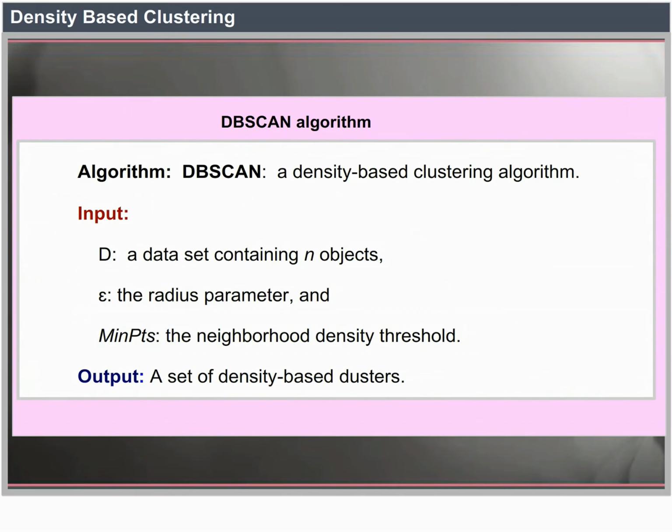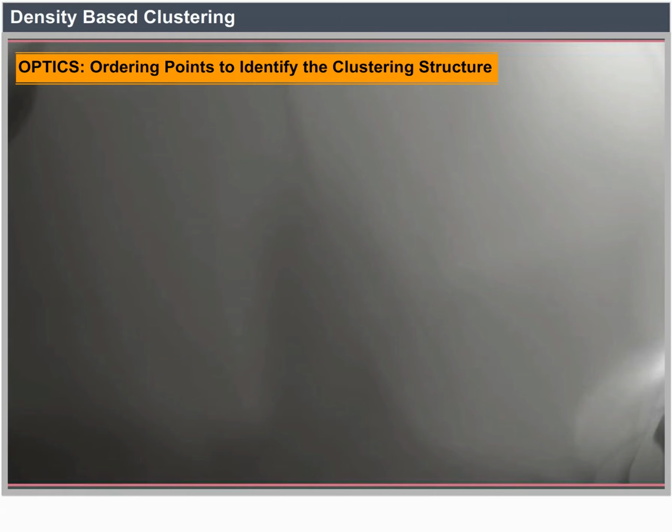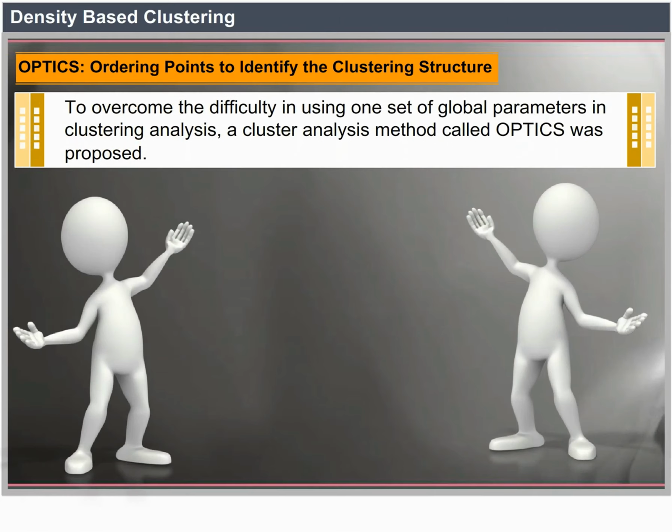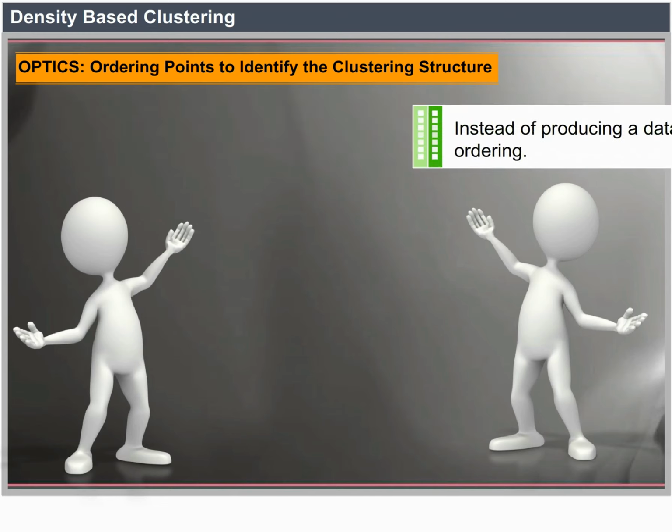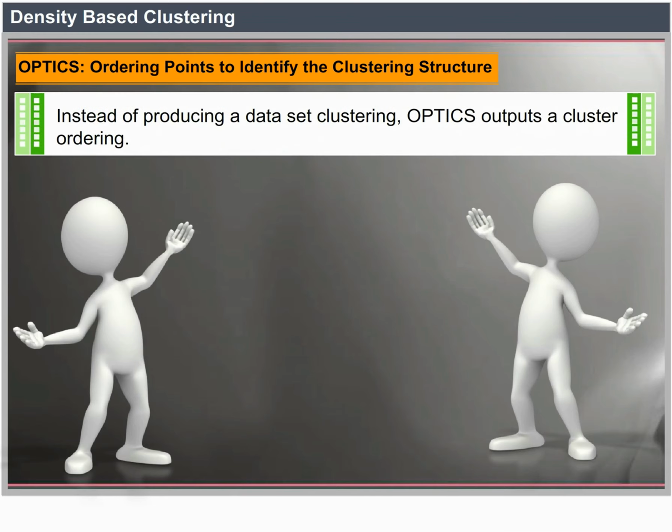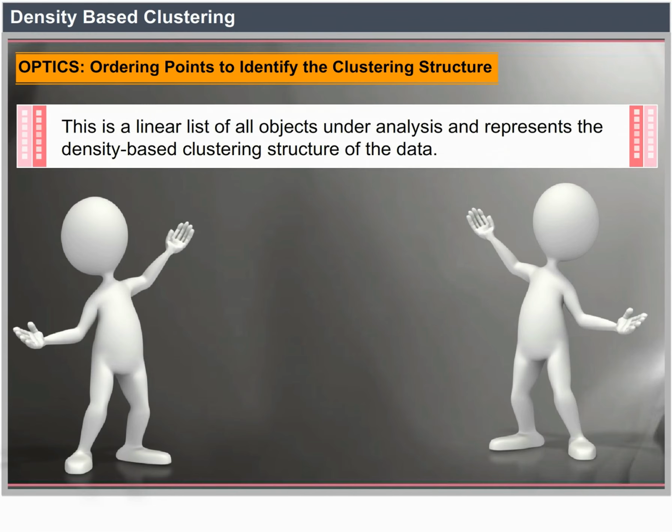OPTICS: ordering points to identify the clustering structure. To overcome the difficulty in using one set of global parameters in clustering analysis, a cluster analysis method called OPTICS was proposed. OPTICS does not explicitly produce a dataset clustering. Instead, it outputs a cluster ordering. This is a linear list of all objects under analysis and represents a density-based clustering structure of the data.